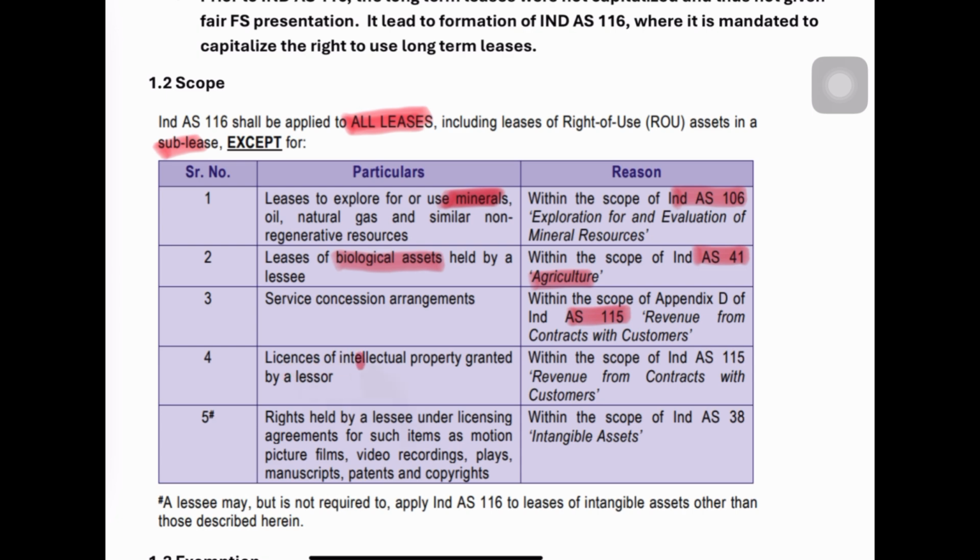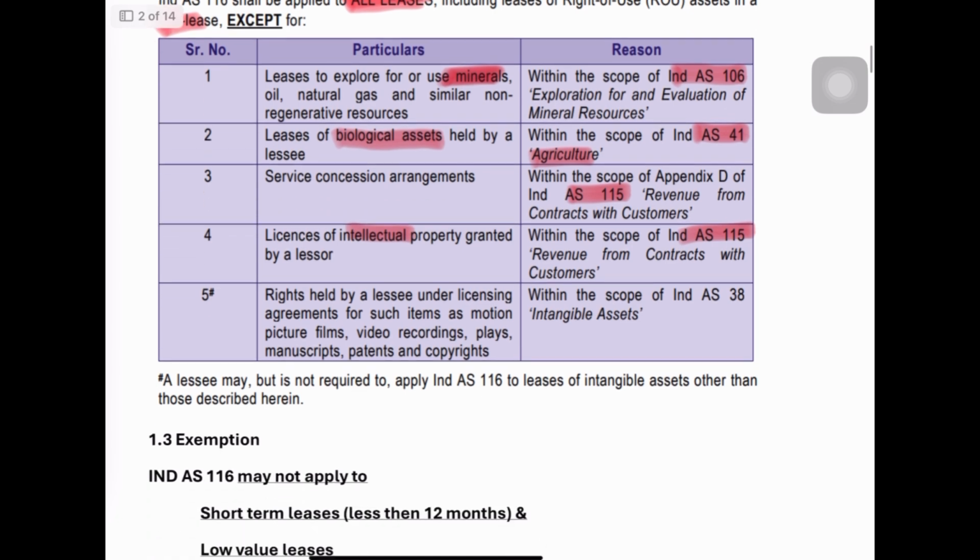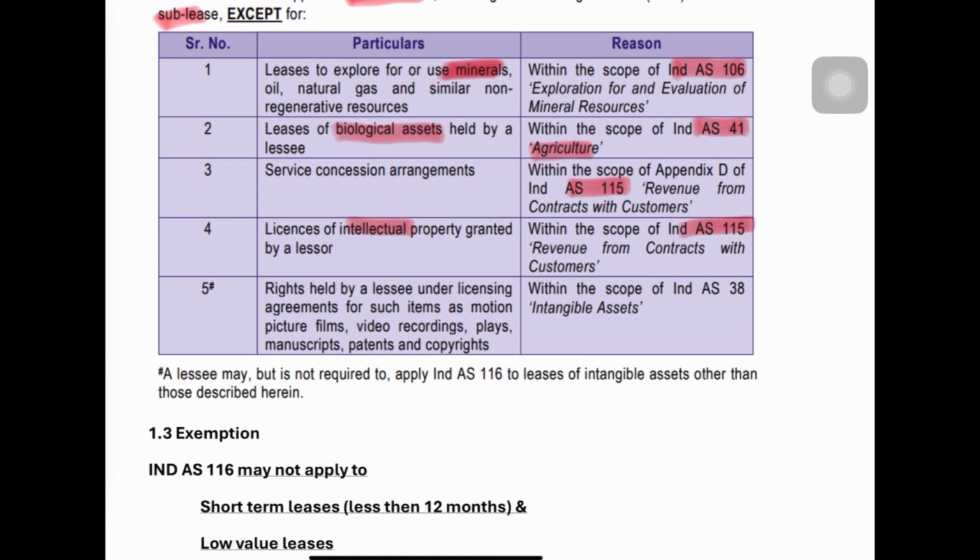Similarly, licenses for intellectual property granted by a lessor. Here also Ind AS 115 already covers this intellectual property license, and Ind AS 116 will not be applied in those cases. Then the last one: rights held by a lessee under licensing arrangements for such items as motion picture films and video recordings. For these types of leases there is a specific Ind AS 38 on intangible assets that needs to be followed, and Ind AS 116 will not be applied in those cases.